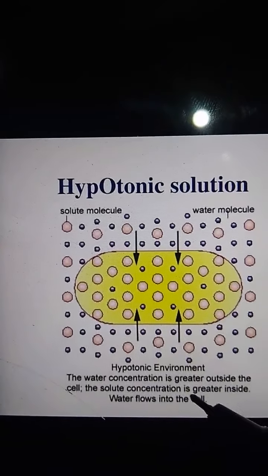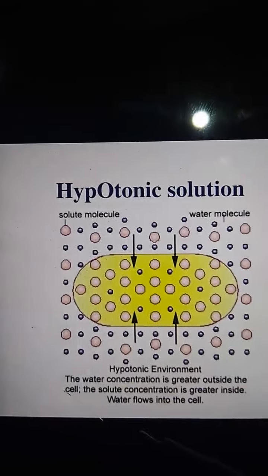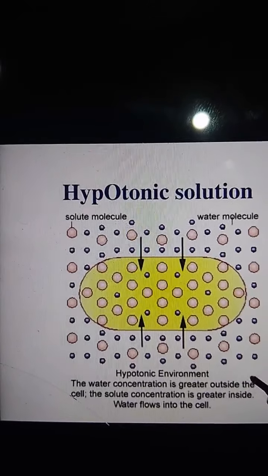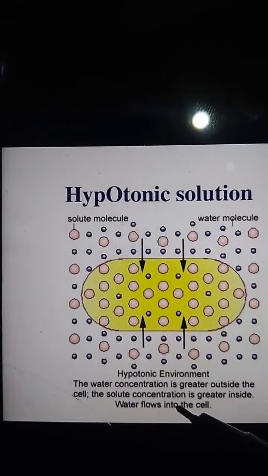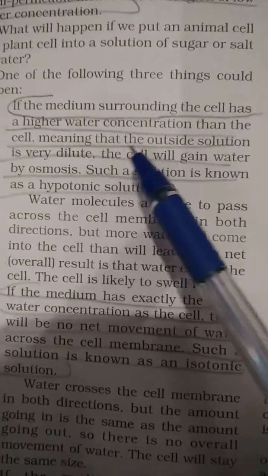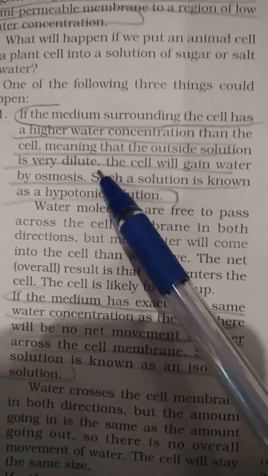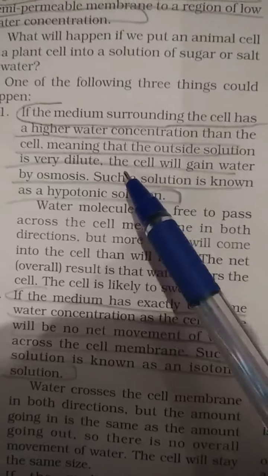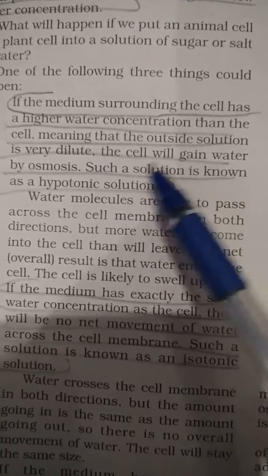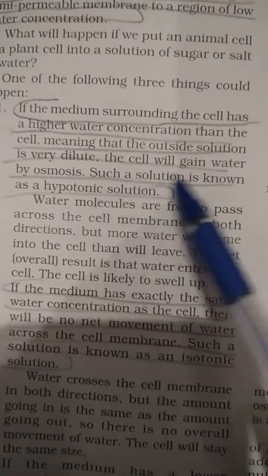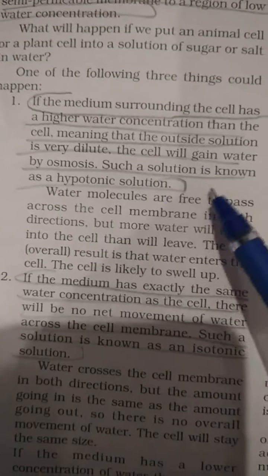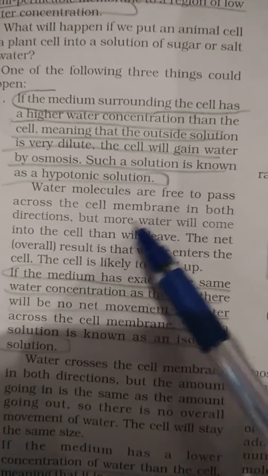So the water concentration is greater outside the cell and the solute concentration is greater inside the cell, and that's why the water flows into the cell. So if the medium surrounding the cell has higher water concentration than the cell, meaning that the outside solution is very dilute and the inside solution is concentrated, then such a solution is known as a hypotonic solution, and the water molecules are free to pass across the membrane in both directions. But what will happen?